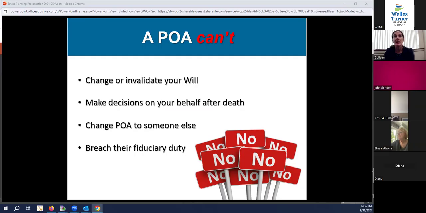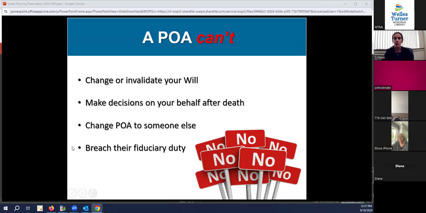A power of attorney, an agent under a power of attorney cannot change your will. They can't make decisions on your behalf after death. We get calls like this all the time. "I went to the bank to do some banking. My mother passed away, and the bank won't accept my power of attorney document anymore." That's correct. This is your agent under a power of attorney, someone that's acting for you while you are alive. Once you have died, your agent can no longer use this form to access your accounts or to make decisions for you.